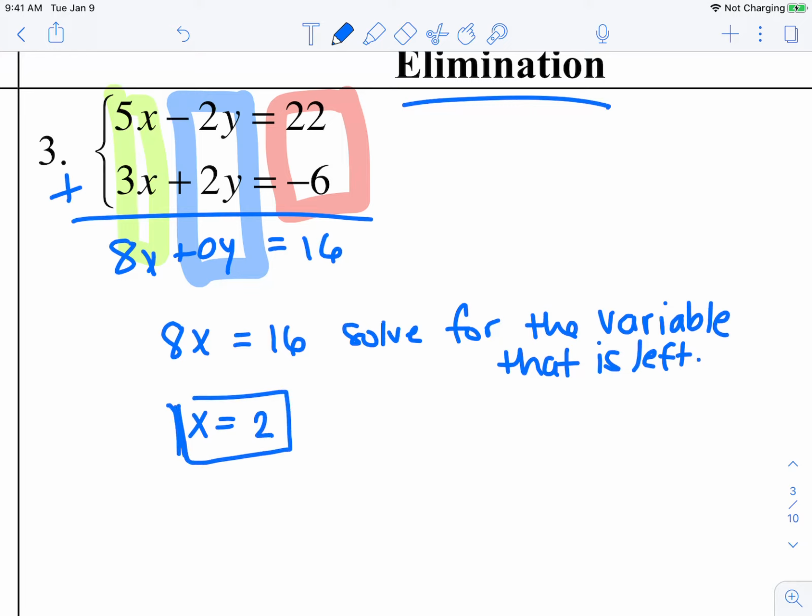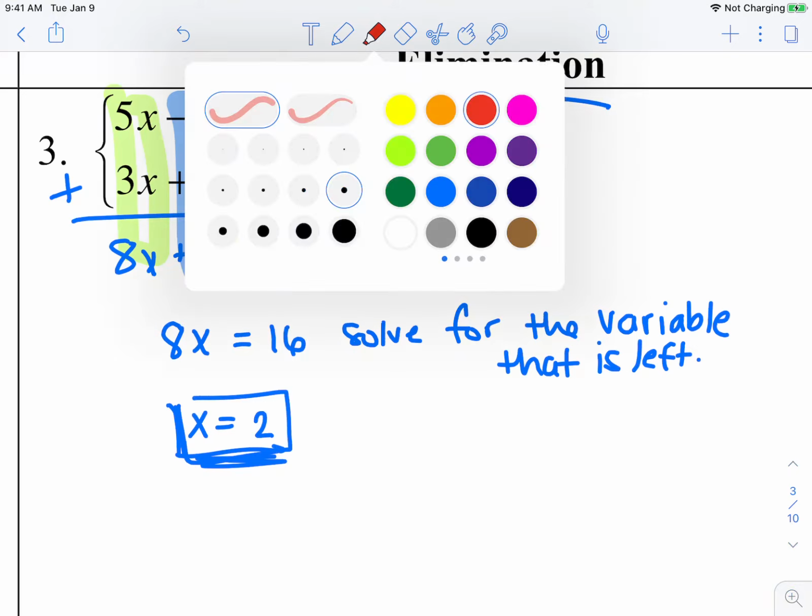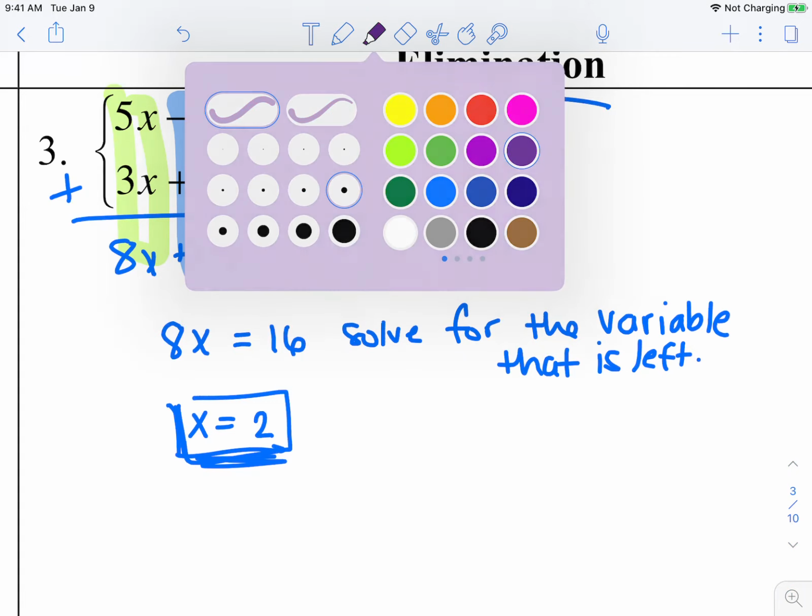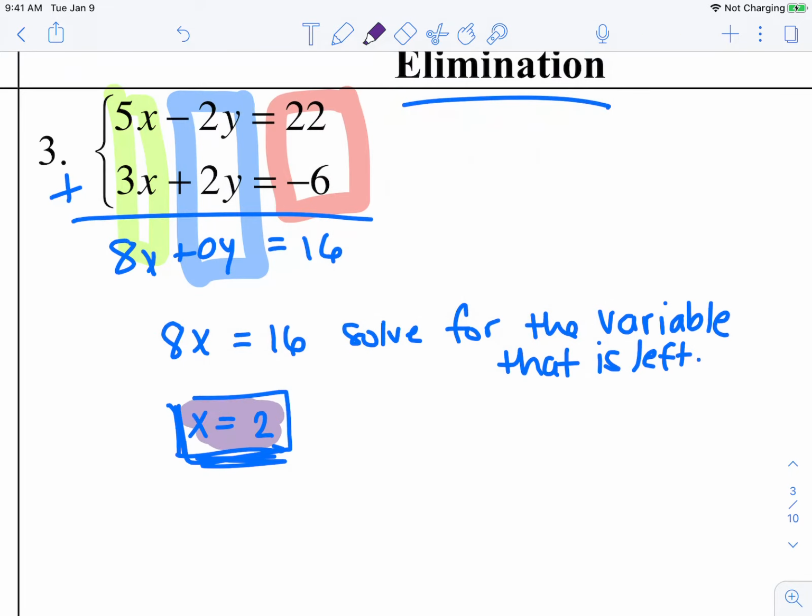And now what do I do with that? Well, I want to know what y is. The solution to my system, the intersection, is going to happen where x equals 2. So what I'm going to do with that is kind of the same thing I did with substitution. I'm going to take it and put it back into one of my equations. I'm going to choose the bottom equation, and the reason is because they're smaller numbers. So the nice thing about this is I can choose any of those two equations.